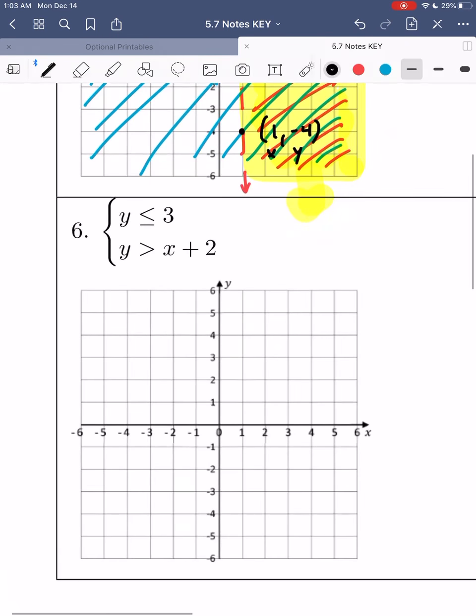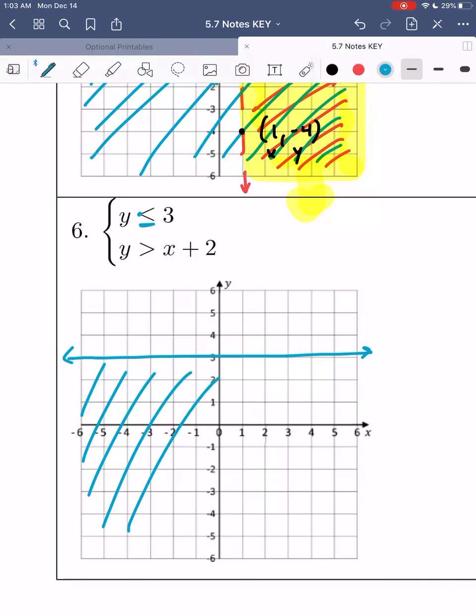Okay, y less than or equal to 3 is going to be a solid line because I have less than or equal to, and it's flat across at 3. And then since it's less than, or the small side of the arrow is next to the y, we're going to shade below.